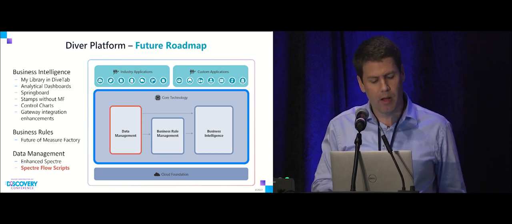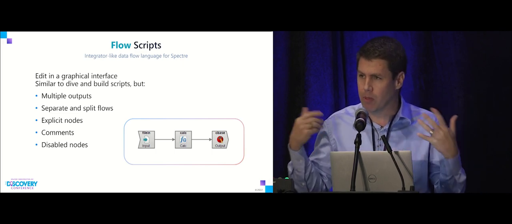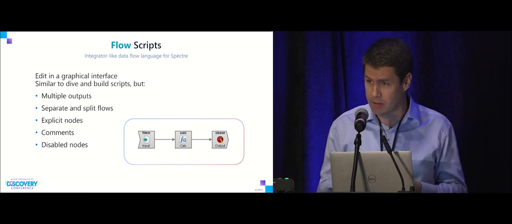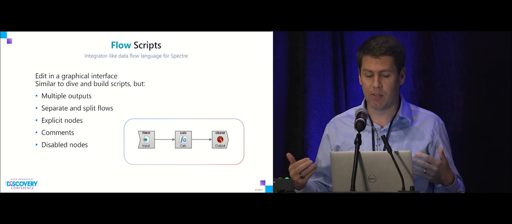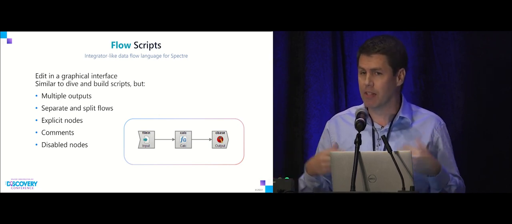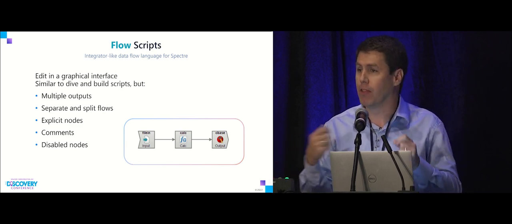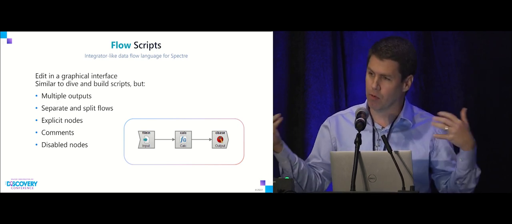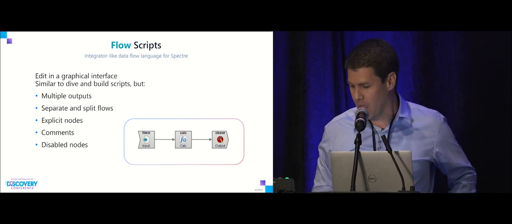I'll also mention one other thing, which is Spectre Flow Scripts. Right now, when you're doing builds with Spectre, you've got the Spectre Build UI, which makes you think of Visual Integrator. And so our new vision to make that process a little better for users is something that's almost exactly like Visual Integrator. And this is going to be called Flow Scripts. It's a new text language, but you can just use the GUI. And the nice thing here is it'll be a more faithful representation between the text and the UI and get you some of the capability you've grown to love in Visual Integrator. So it'll be build scripts grown up, basically.